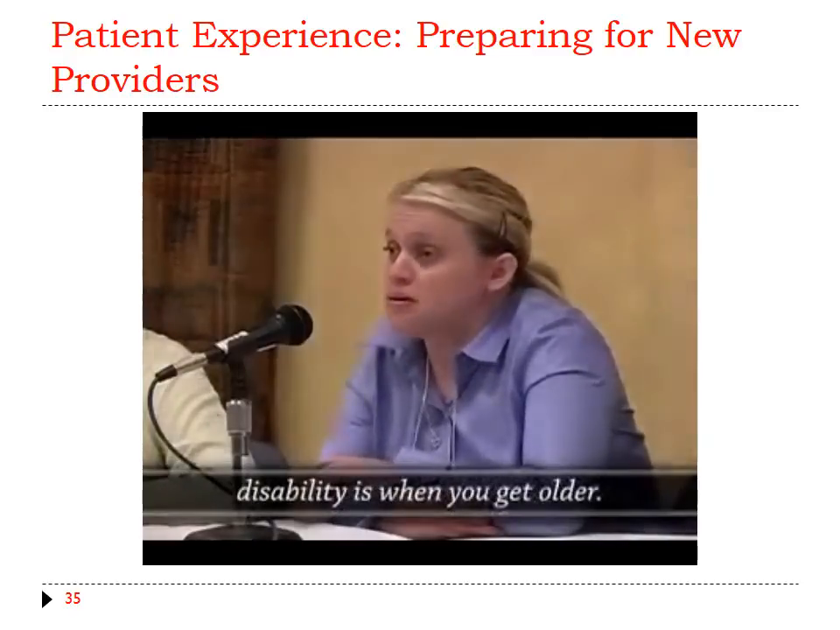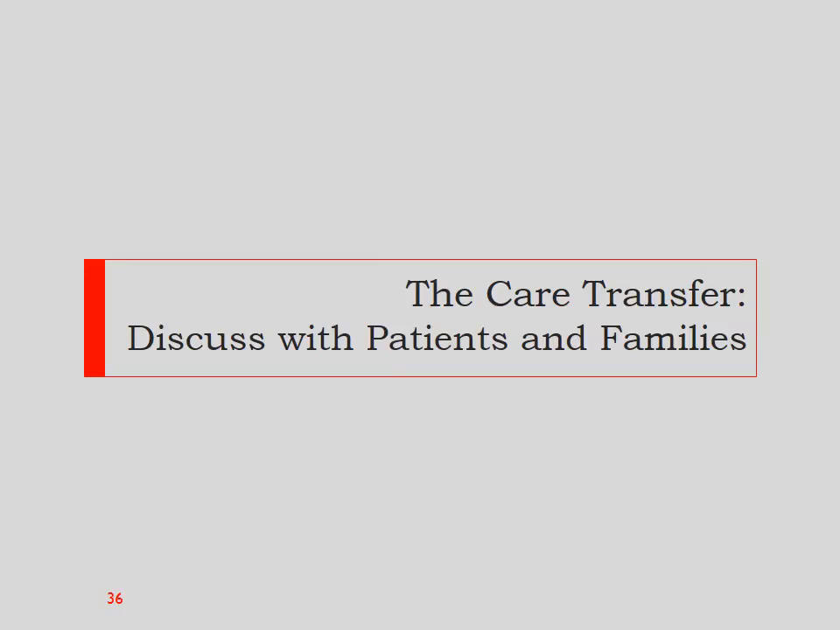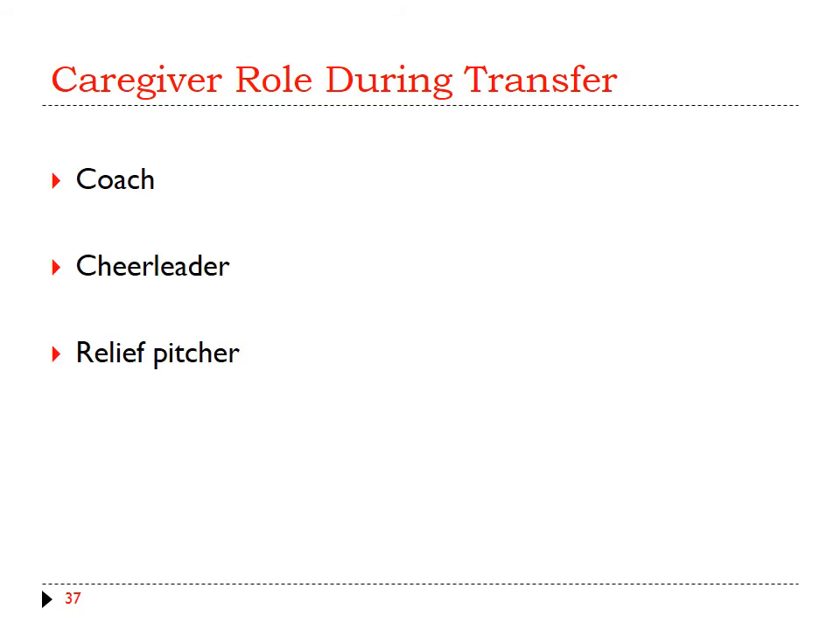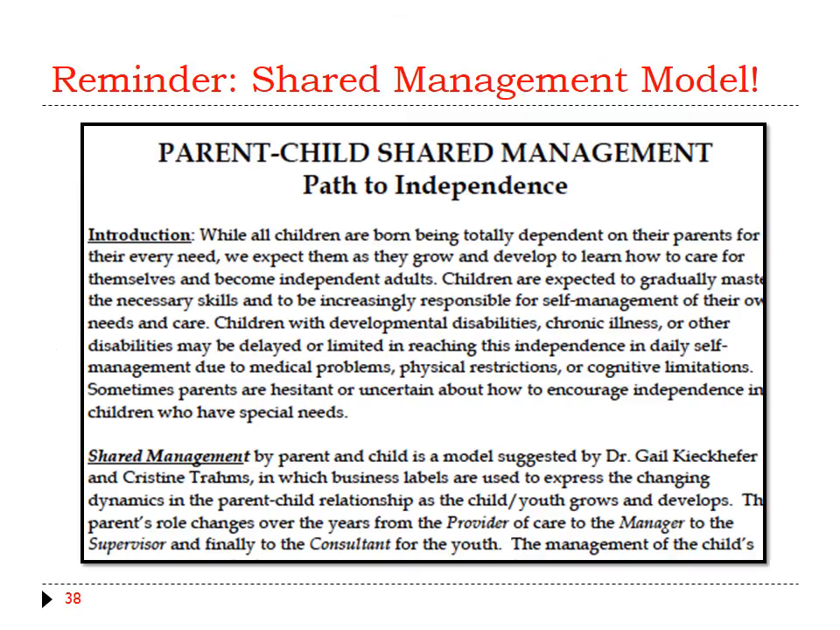This section provides strategies to prepare the patient for the transfer and for saying goodbye. During the transfer, the patient is the decision maker with full responsibility for oversight and self-advocacy. Remind the parent or caregiver of the shared management model and clarify their role during the transfer. The path to independence, first discussed earlier in the course, remains a useful tool throughout this transition stage.